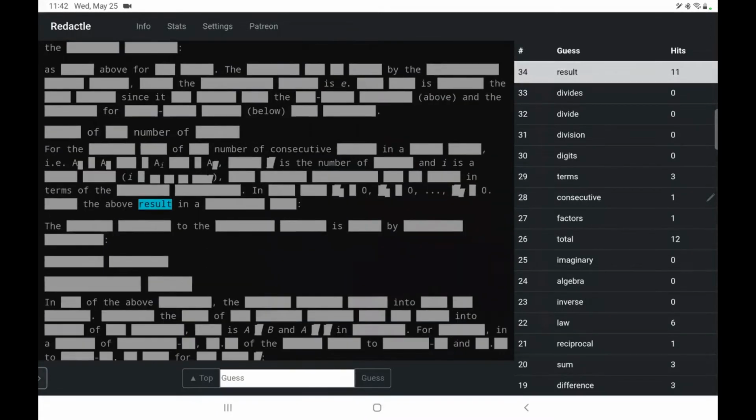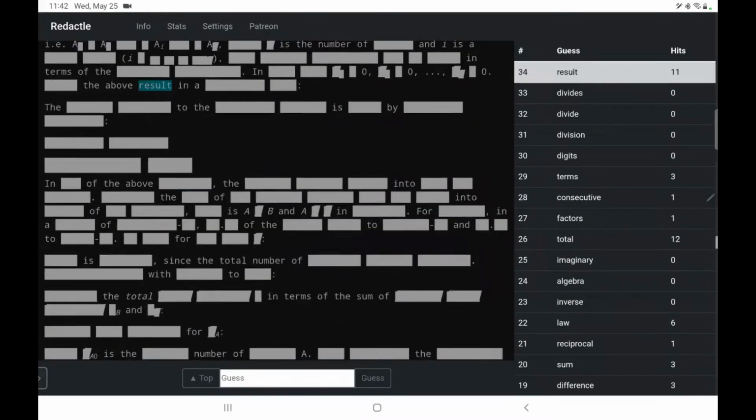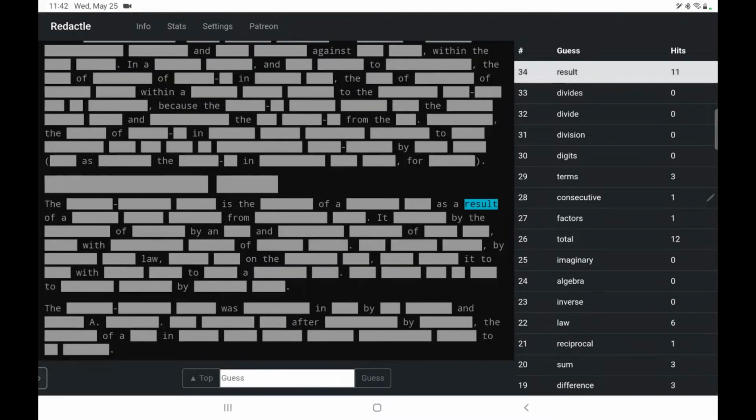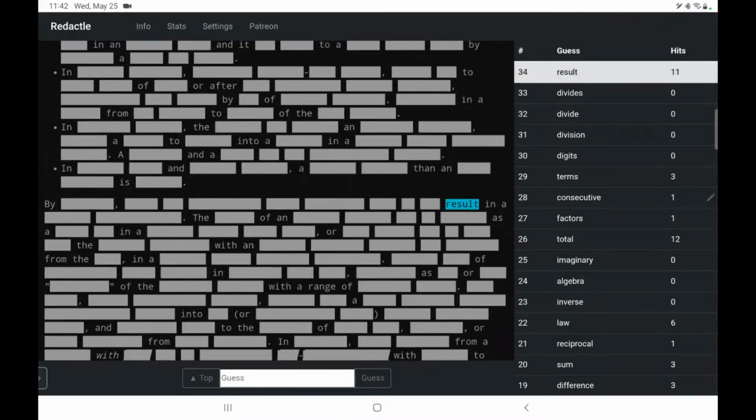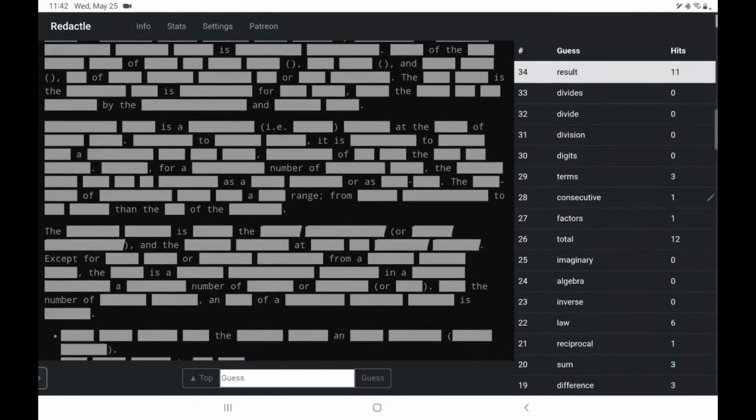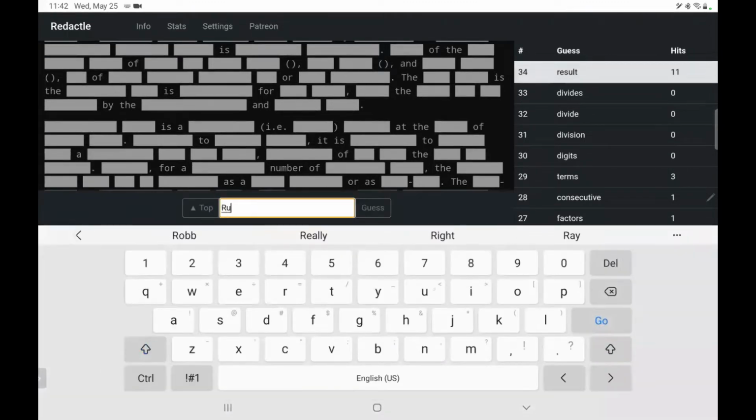As a result of the above result in a something something. How about rule? Someone's rule. I just want to check there's nothing to do with physics in here. No, but it could be applied to physics. Is it just pure mathematics?